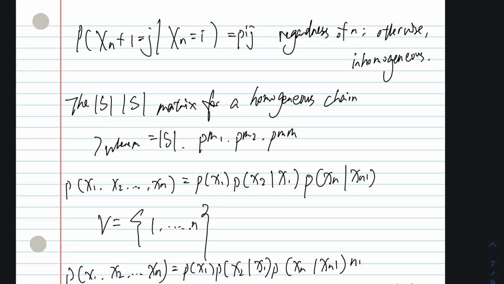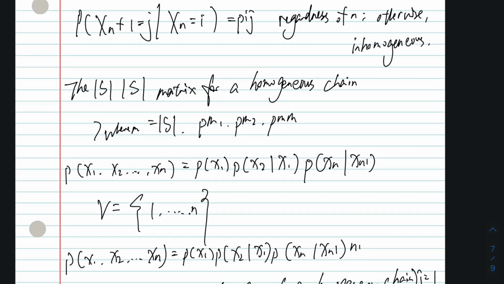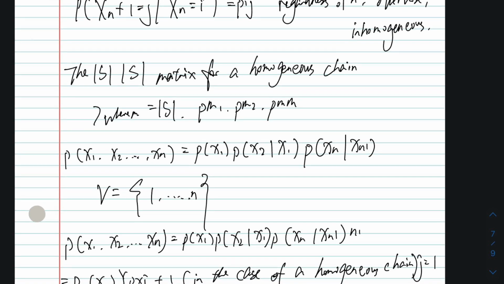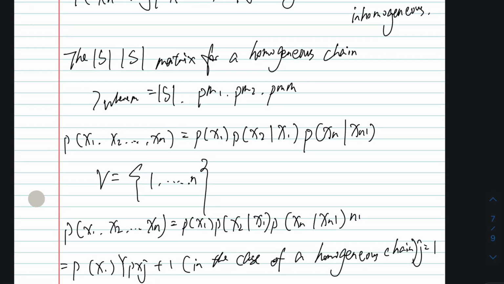And then we can get the product for i equal to 1 to n, P(x_1), P(x_{j+1} | x_j), in the case of a homogeneous chain, j equal to 1.